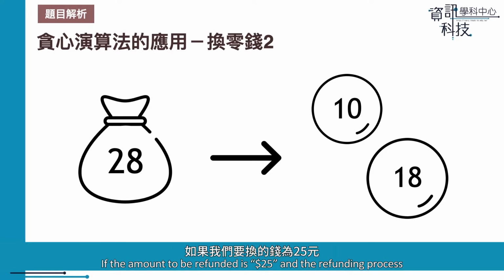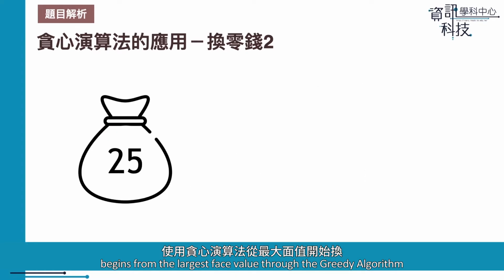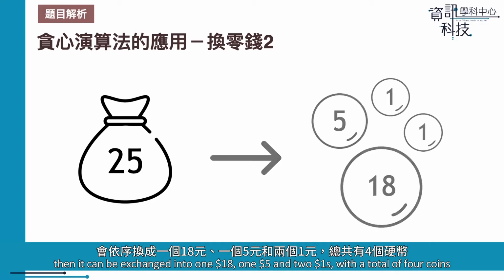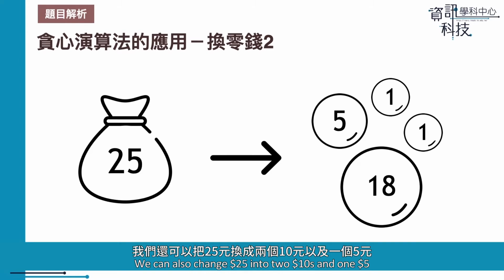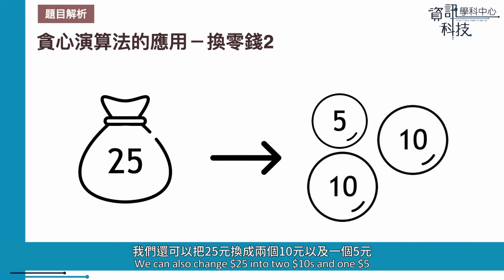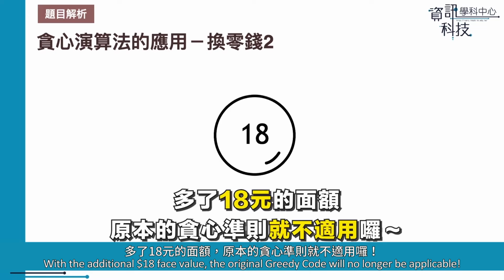If the amount to be refunded is $25 and the refunding process begins from the largest face value through the greedy algorithm, then it can be exchanged into one $18, one $5, and two $1, with a total of 4 coins. However, is this result the optimal solution? We can also change $25 into 2 tens and 1 five. Since only 3 coins are required, it is the optimal solution that we want. With the additional $18 face value, the original greedy code will no longer be applicable.